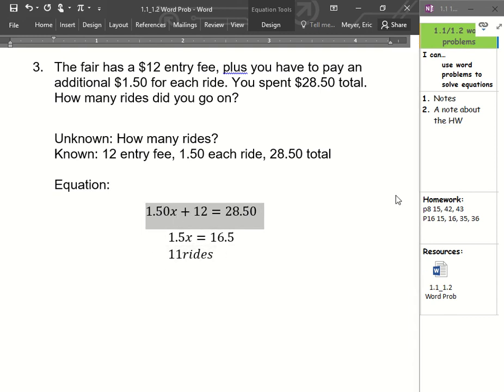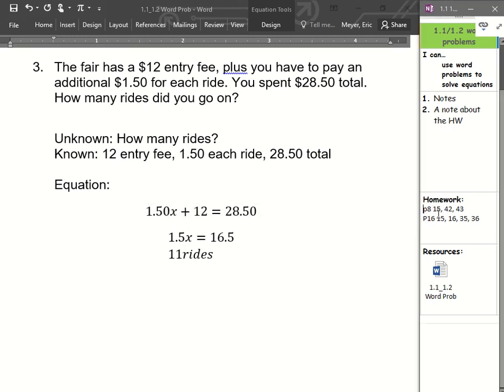A note about the homework. Remember, there are going to be two new 1.1 assignments. They're both really short. It's 3 problems and 4 problems. But there will be 2 assignments, so make sure you do those 2 other assignments. Don't look at it and say, oh, I already did 1.1. Well, yes, you did the problems for 1.1. Now we need to do the word problems for 1.1.